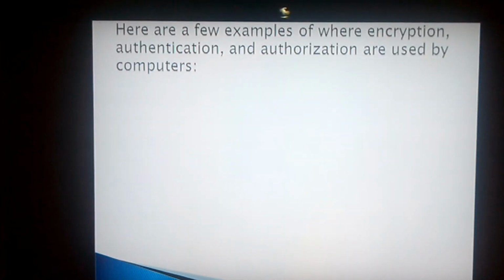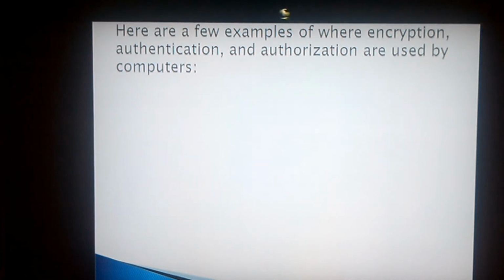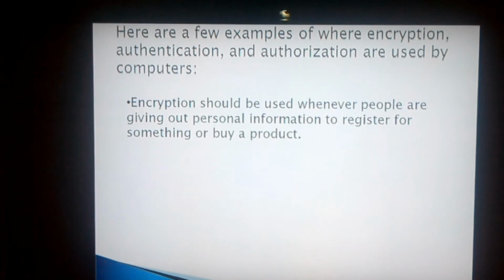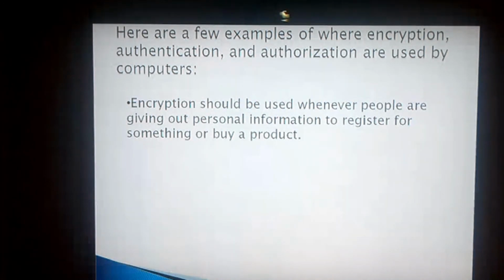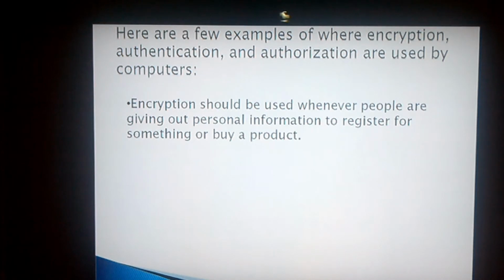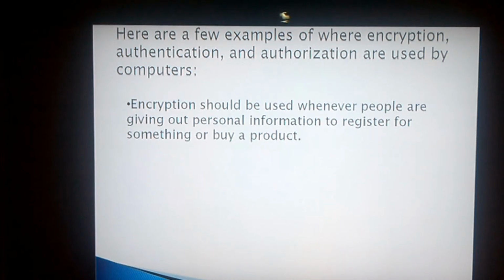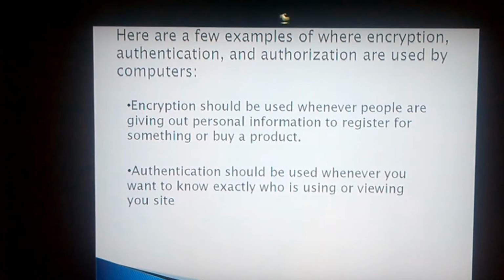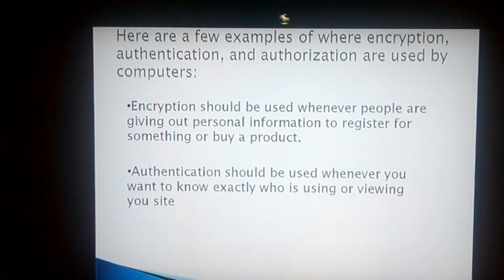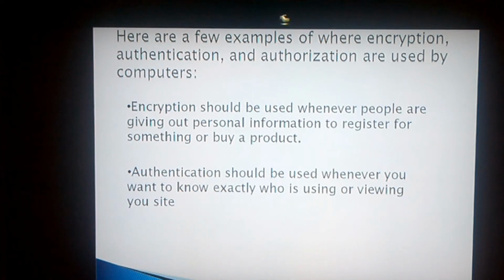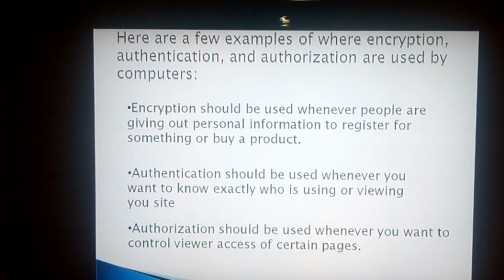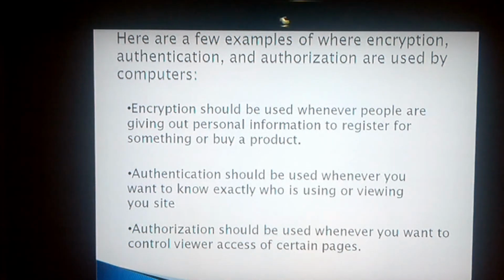Here are a few examples of where encryption, authentication, and authorization are used by computers. Encryption should be used whenever people are giving out personal information to register for something or buy a product. Authentication should be used whenever you want to know exactly who is viewing your site. Authorization should be used whenever you want to control viewer access to certain pages.